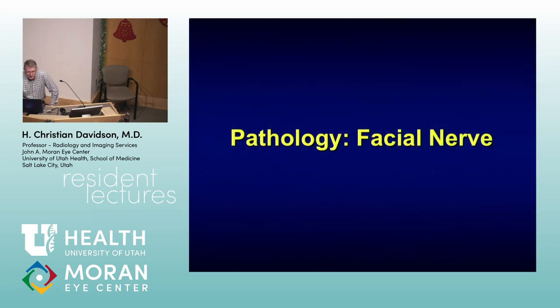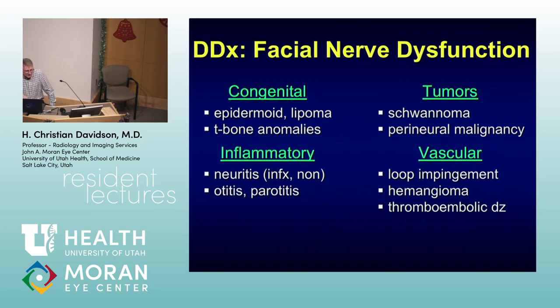Okay, facial nerve pathology. We have some congenital things, epidermoid, lymphoma, intracranially, any number of temporal bone abnormalities, tumors, especially schwannoma, perineural malignancy coming from the parotid especially, inflammatory conditions, neuritis, either infectious or non-infectious, otitis, when you have otomastoiditis, and then vascular. You can have loop impingement intracranially. There's something called a hemangioma, which you're probably not really familiar with unless you've done an otology rotation. And then, again, anything on the nature of thromboembolic or ischemic disease in the brain.